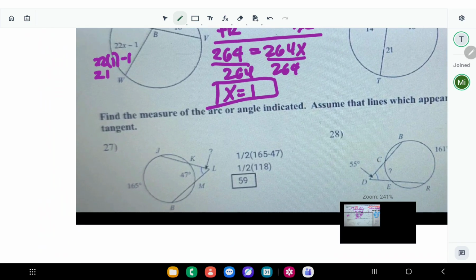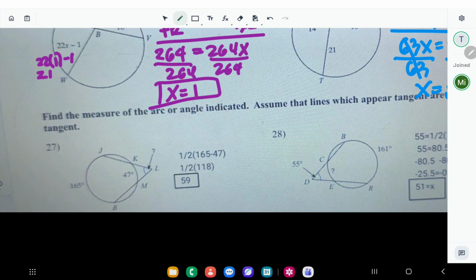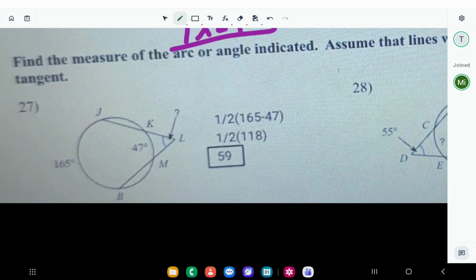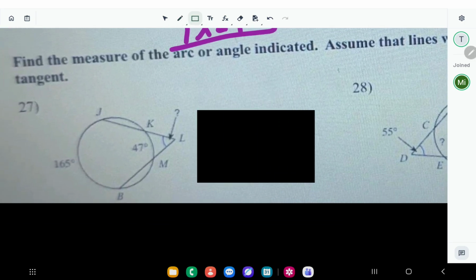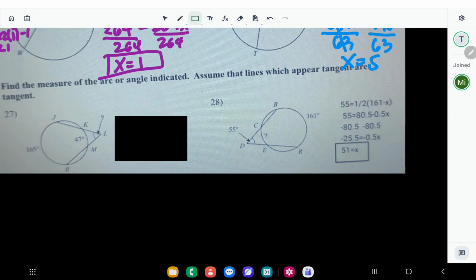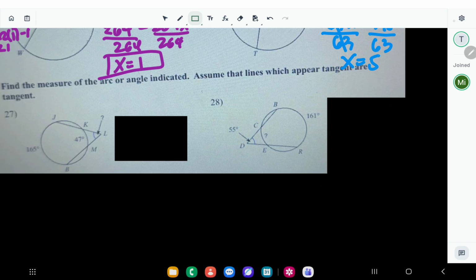We move on to number 27. Find the measure of the arc or angle indicated. Okay, 27 is this. This is not included, right? I should delete that. No, you don't need to, because 27 and 28 are already here.